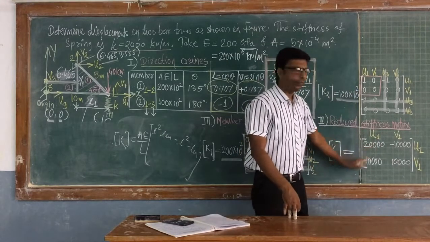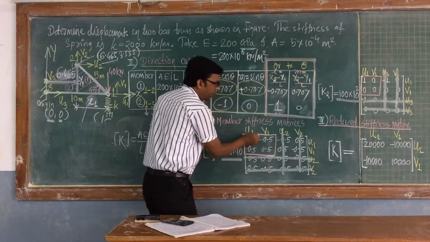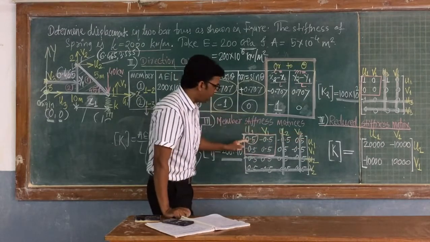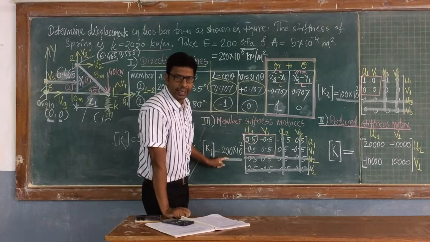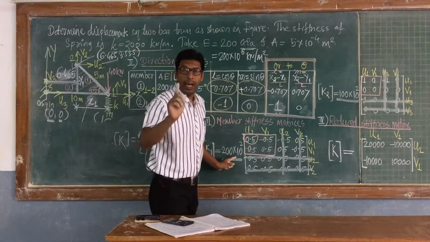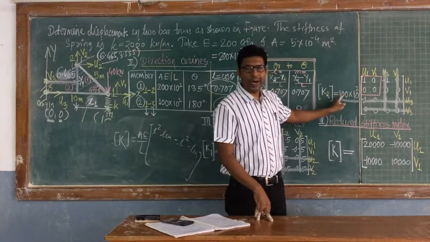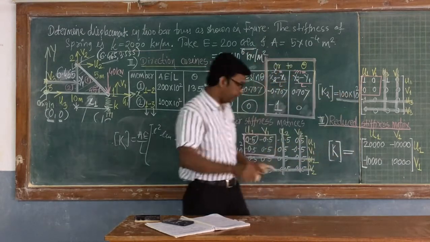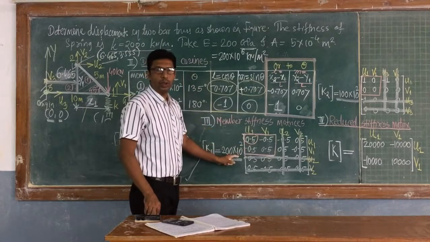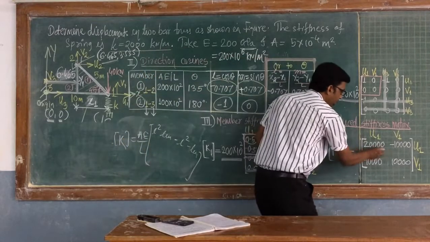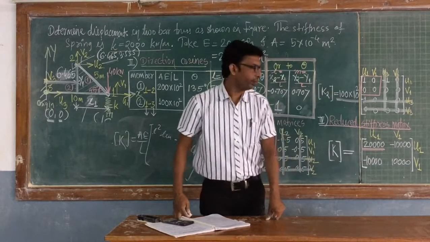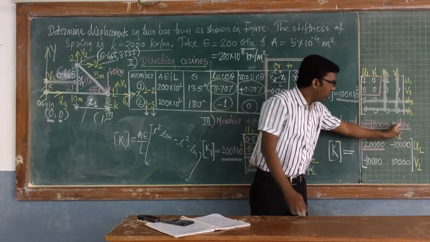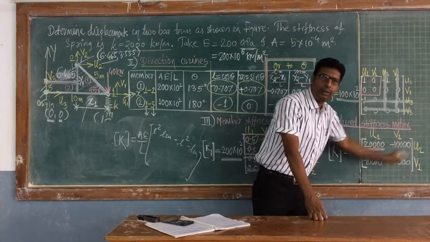So the first element, U1 U1 combination: 0.5 into 200, that is 100 into 10 raised to 2, plus 1 into 100 into 10 raised to 2, plus 200 into 0.5 into 10 raised to 2. Answer is 20,000. First element.